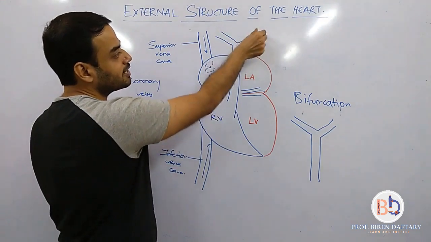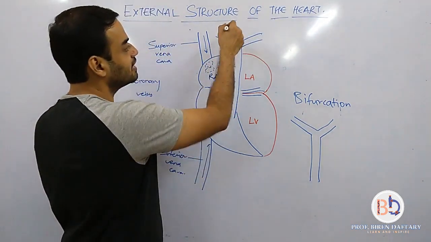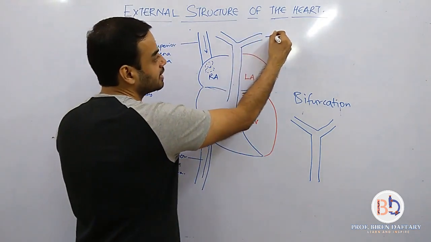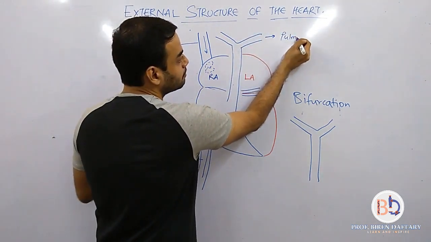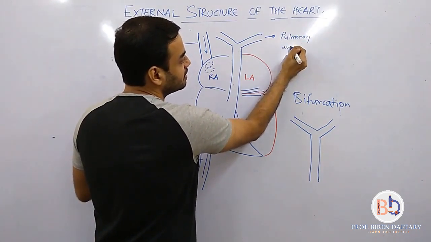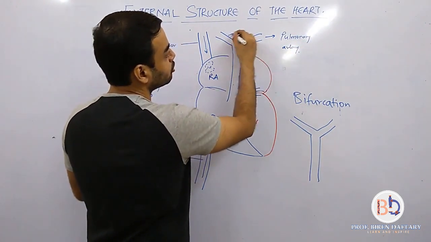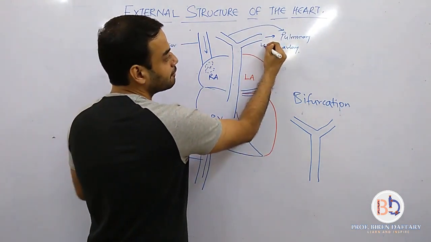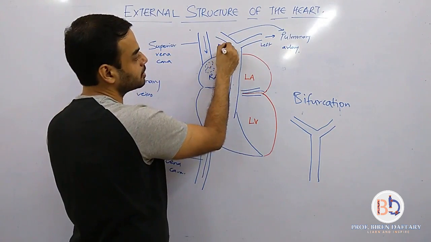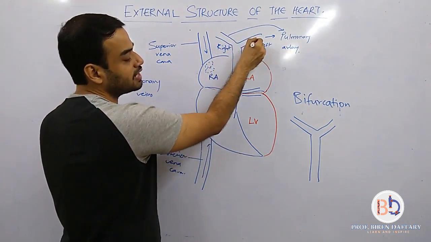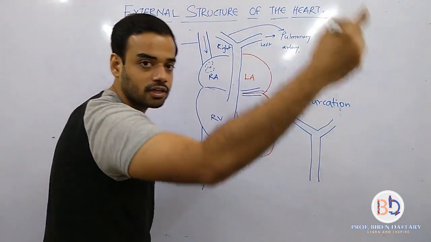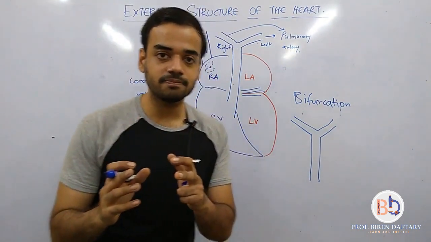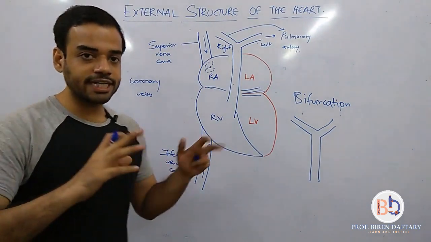When the pulmonary trunk divides into smaller arteries, now this same pulmonary trunk is called as pulmonary artery. So this is your pulmonary artery. Is this clear? This is also your pulmonary artery. This one is which pulmonary artery? Left. This one is which pulmonary artery? Right. This will take deoxygenated blood to the left lung. This will take deoxygenated blood to the right lung. Is this clear? Okay. So you already know about this.